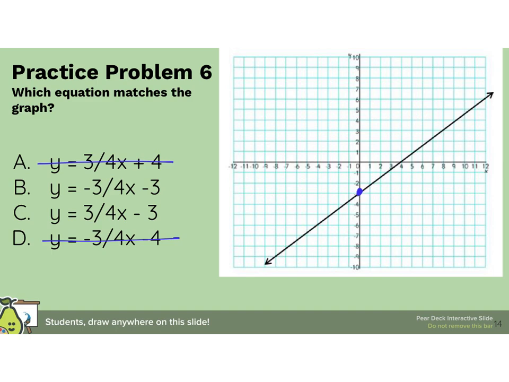Now, is this a positive or a negative sloping line? Right? As you move to the right, this line is going up. That means it is a positive slope. So B is out. C is the correct answer. We are done. It's time for your exit ticket.